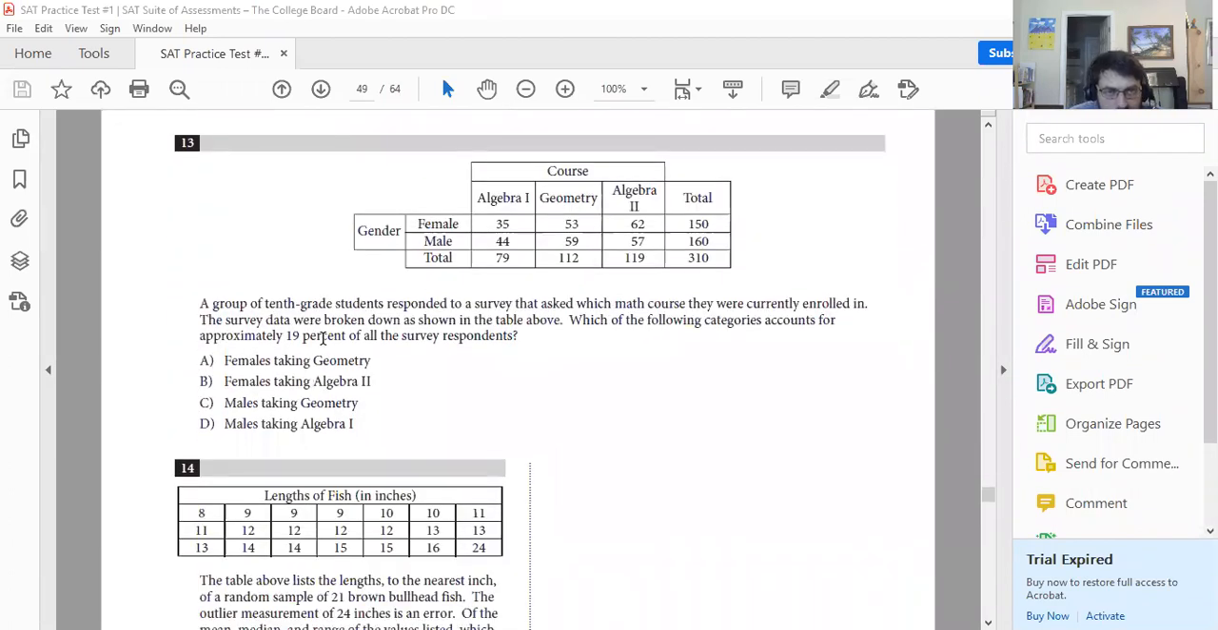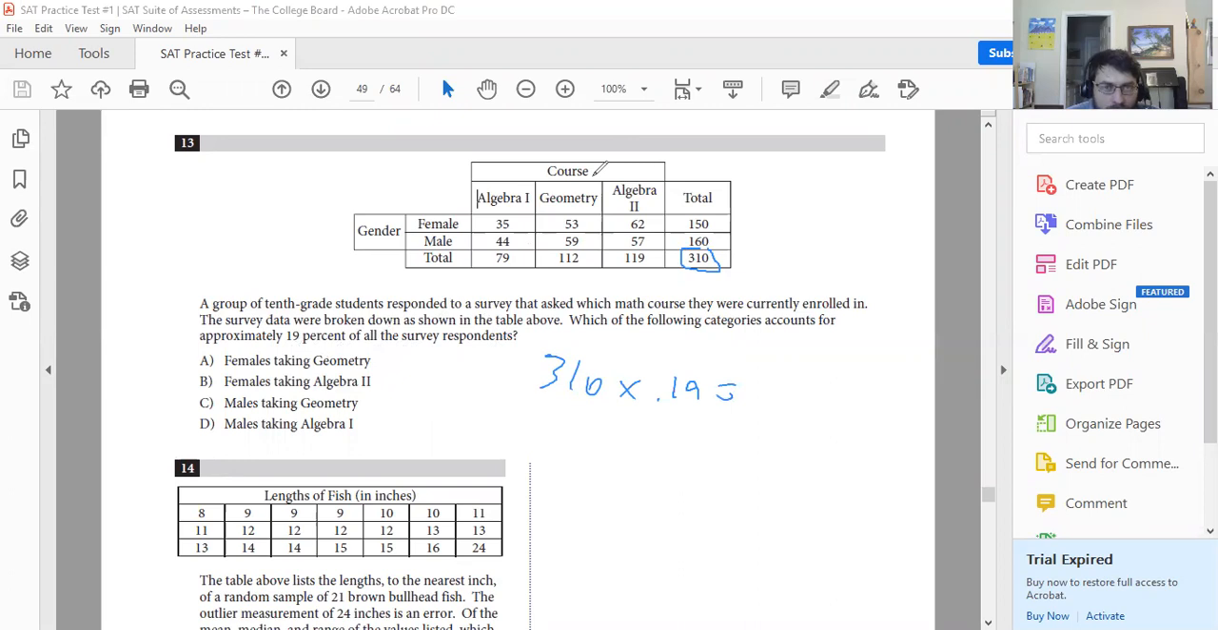Number 13. A group of 10th grade students responded to a survey that asked which math class they were currently enrolled in. The survey data were broken down as shown in the table above. Which of the following categories accounts for approximately 19% of all survey respondents? So we have a total of 310 survey respondents. That's the total, all survey respondents. If we're looking for what number that should be, 310 times 0.19, 19 as a percent, you divide by 100.